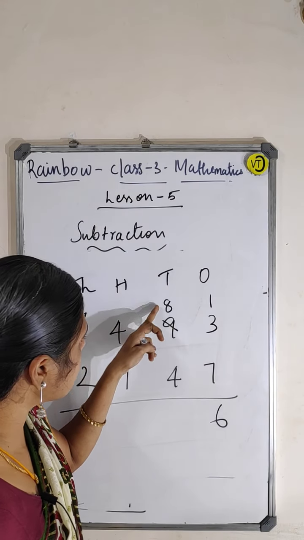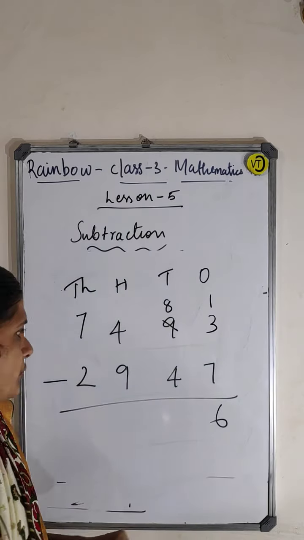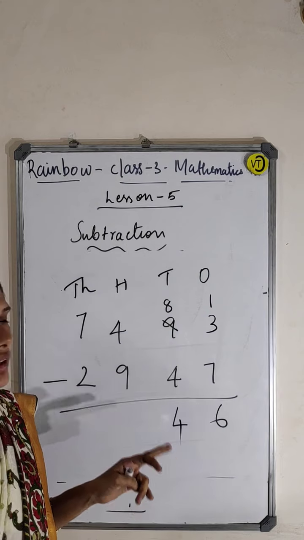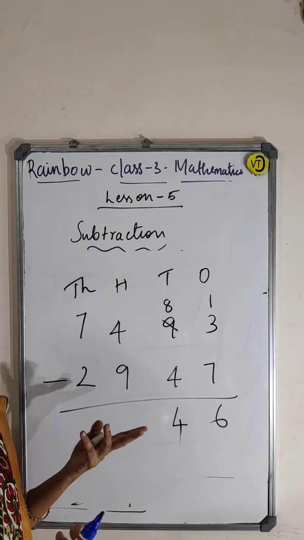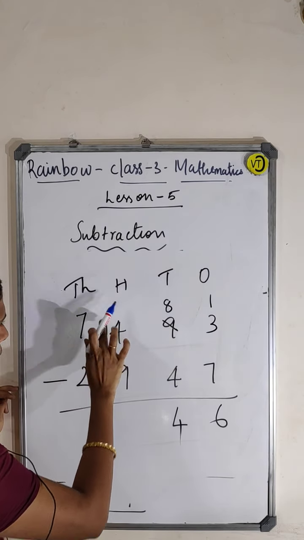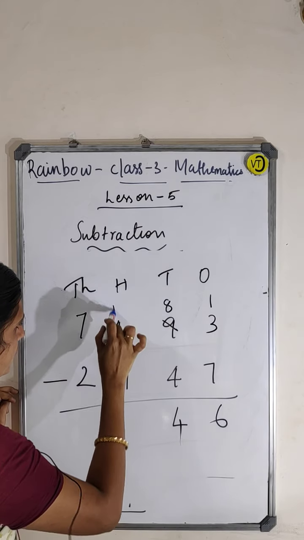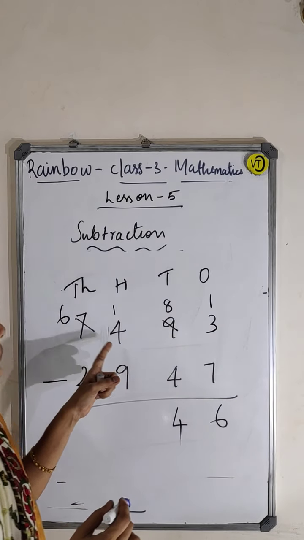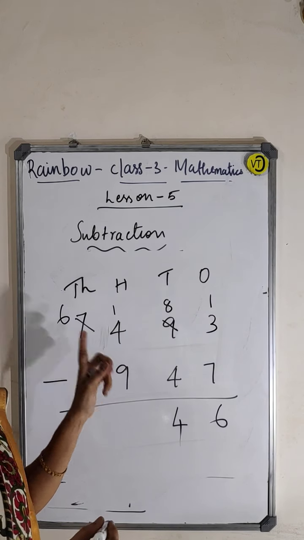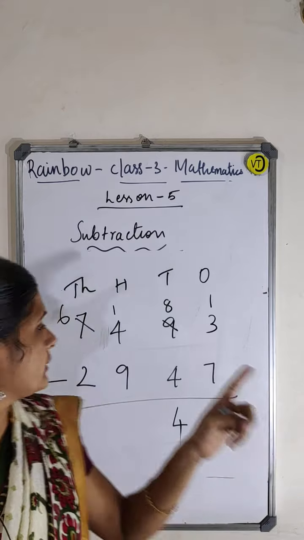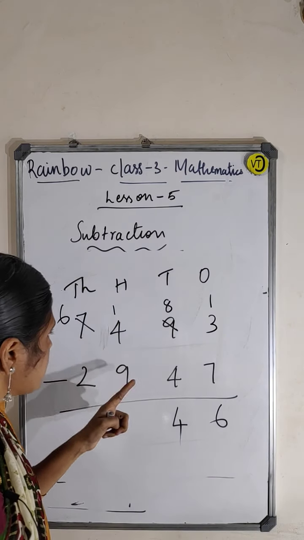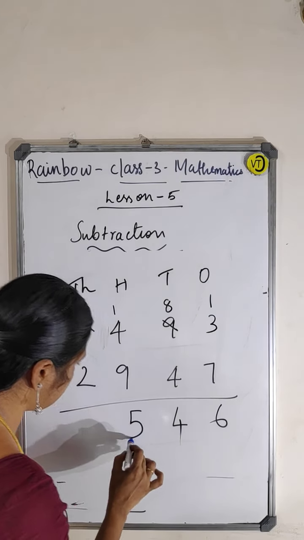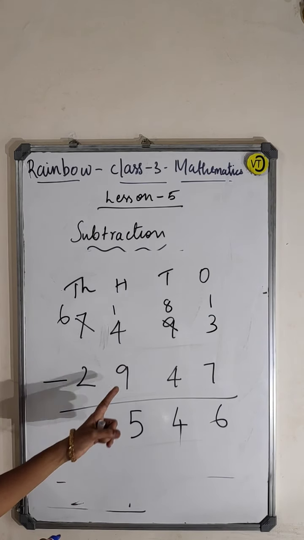Then tens. 8 tens minus 4 tens is 4 tens, correct. Then 4 hundreds minus 9 hundreds, it will not go, right? So this is made 14. This is 6. 14 hundreds means 1 thousand plus 4 hundreds. So 14 minus 9 is 5.